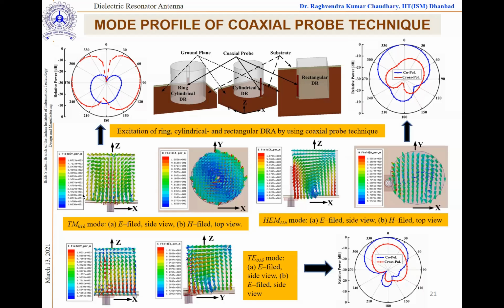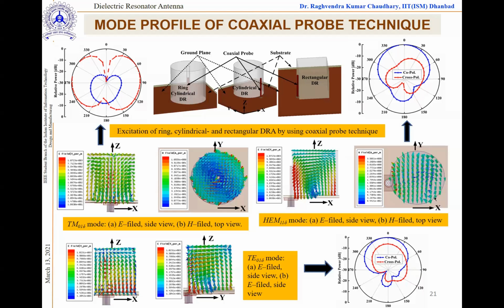Fine. So for the TM01 delta mode, the radiation pattern will be similar to a lambda by 2 antenna, which is an omnidirectional pattern. Remember? Fine. So now you can predict the radiation pattern here. The radiation pattern will be like this.